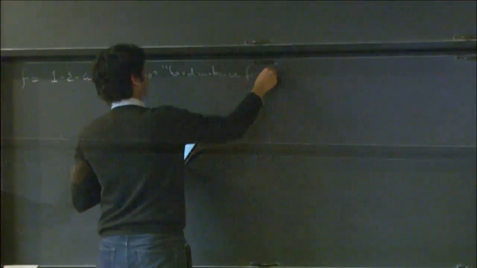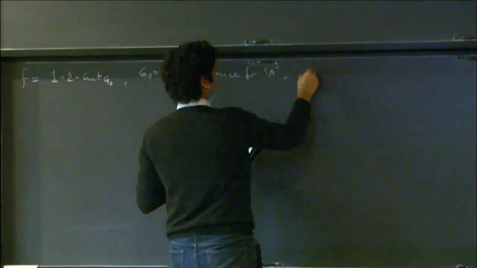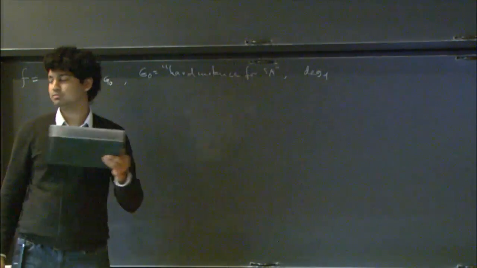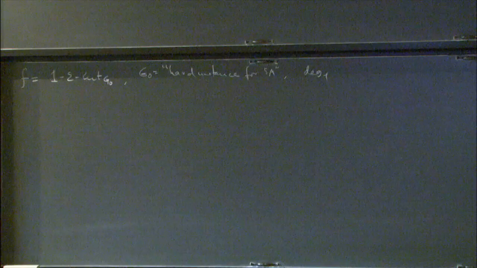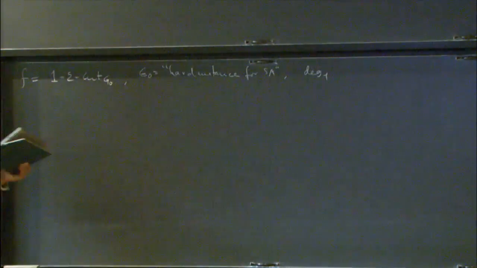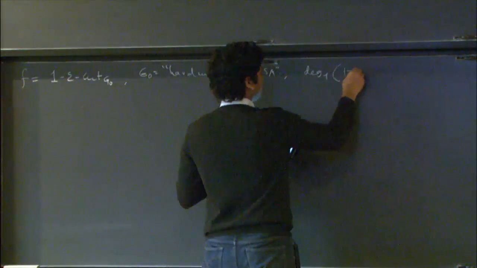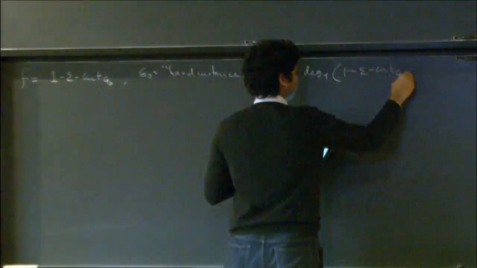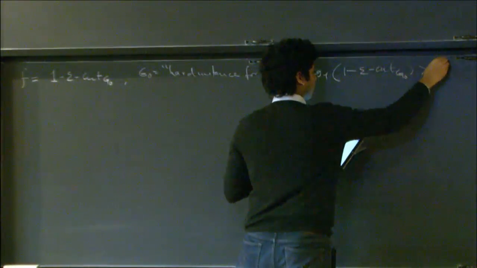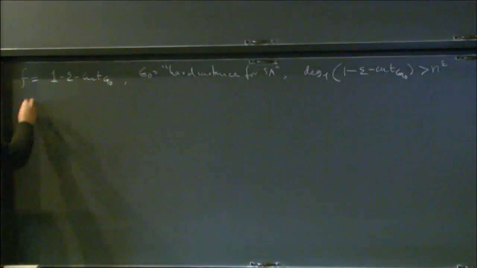Okay, so remember this f is going to be some 1 minus epsilon minus the cut function of this graph G naught. So G naught is this hard instance for Sherali Adams, and we know a non-negative degree lower bound on 1 minus epsilon minus the cut function. Okay, so here is the claim I want to make.